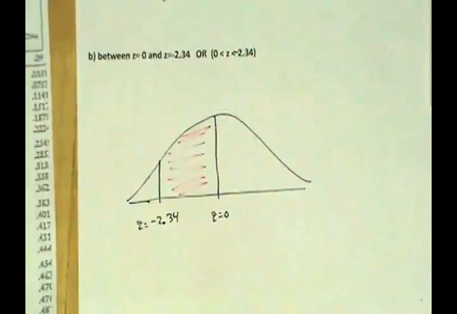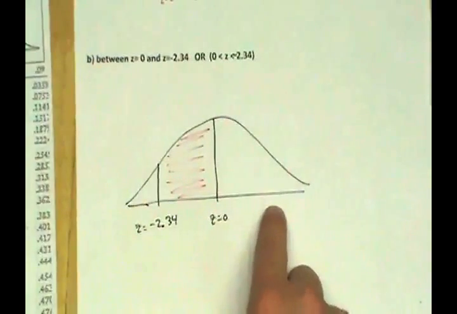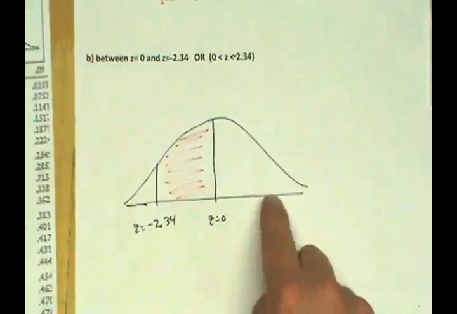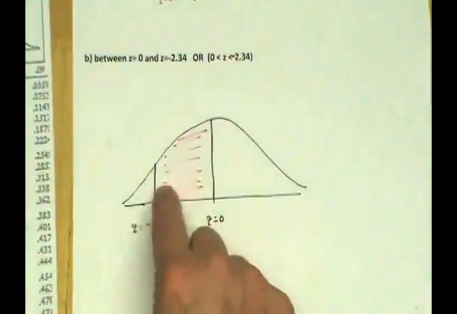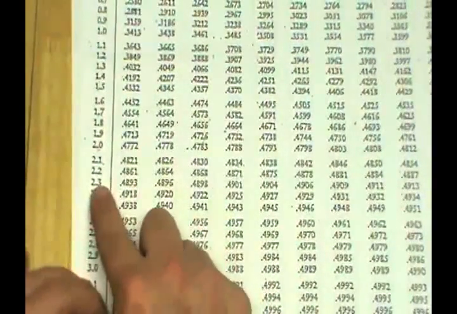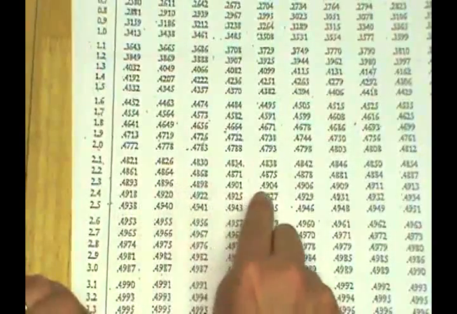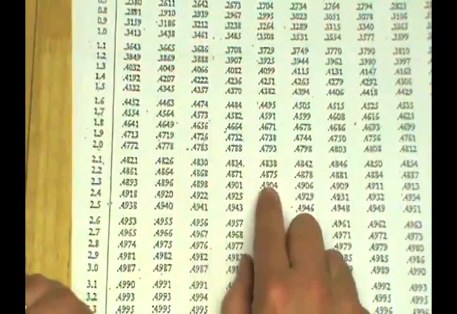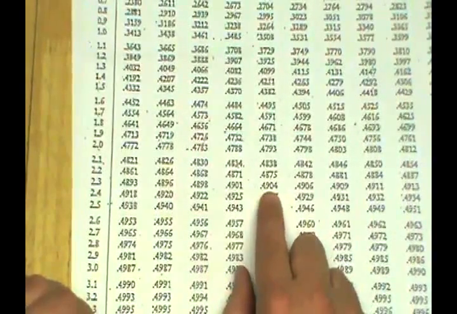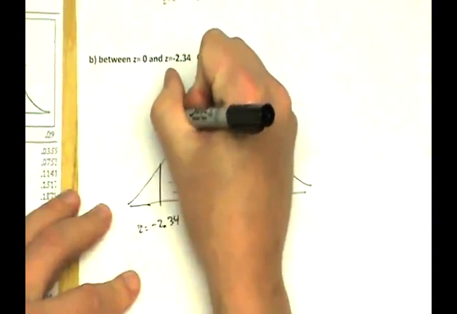We're going to use property number 2 now, which tells us that the left side and the right side are mirror images. So instead of looking up negative 2.34, it's the same as looking up positive 2.34, but we're going to put the area on the left side of 0. So we're going to look up 2.34. So here we go. 2.3. Now if you remember, that is 2.3, and that is a 0, that's a 1, that's a 2, that's a 3, that's a 4. That's 2.34 right here. And if you see, that's 0.4904. So the area in there is 0.4904.